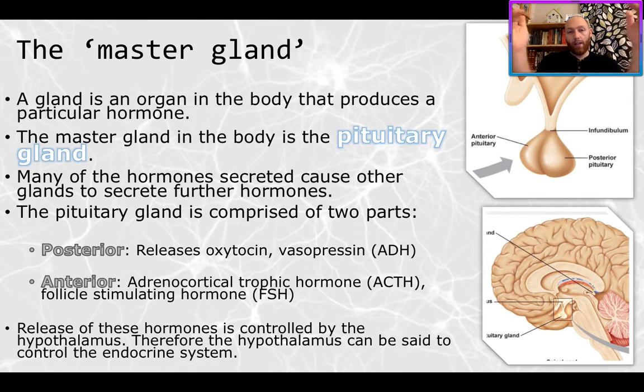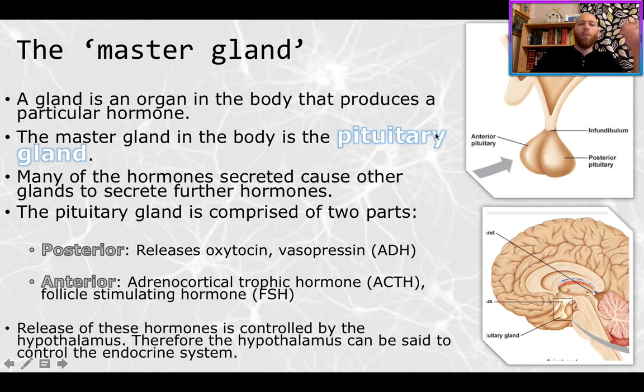Let's start with the king, the master gland, the pituitary gland. This is called the master gland as it produces many hormones that control many of the other glands in the body. So, the pituitary gland is comprised of two parts. We have the anterior and we have the posterior. Now, you may have heard the word posterior refer to your backside. Try and remember that. So your bottom is called your posterior. So posterior is back part, anterior is front. Ants have antennae that go forward, and posterior is your bum.